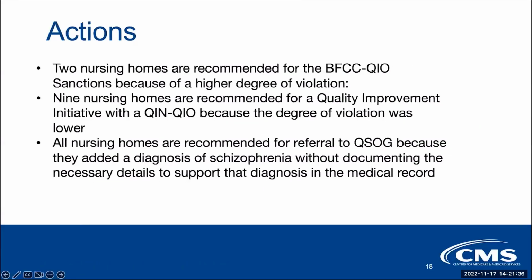As a result, 2 nursing homes are recommended for the BFCC QIO sanctions process because of a higher degree of violation. This is based on the reviews conducted at these facilities, where they tried to review at least 5 at each of these facilities. So there are 9 of them, and 2 of them had sanctions for a higher degree of violation.